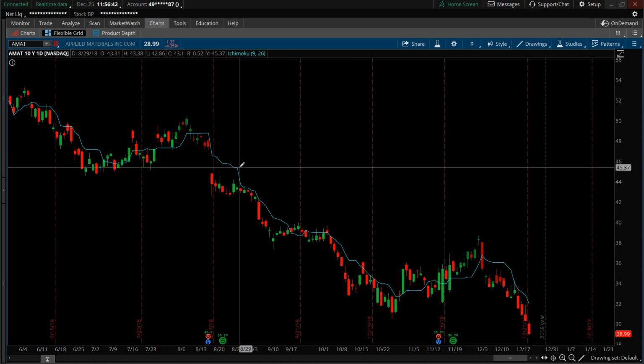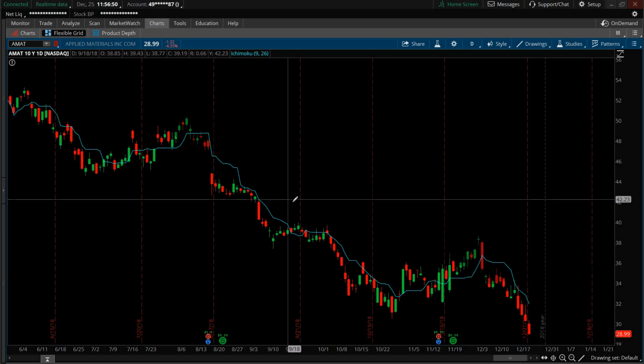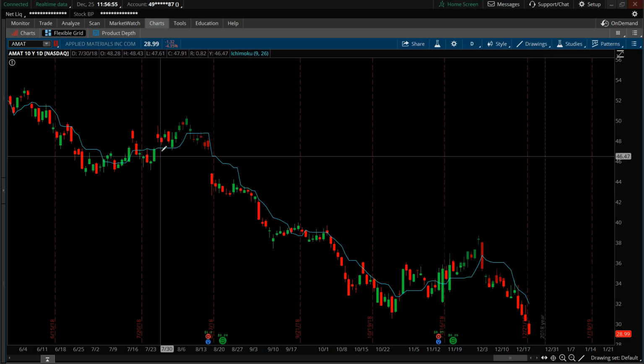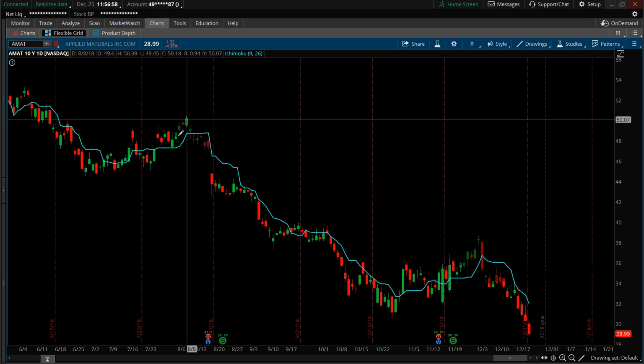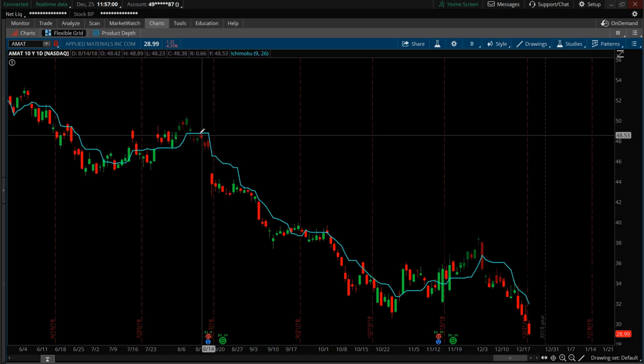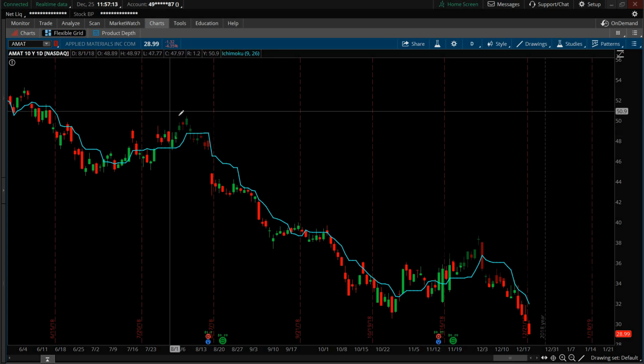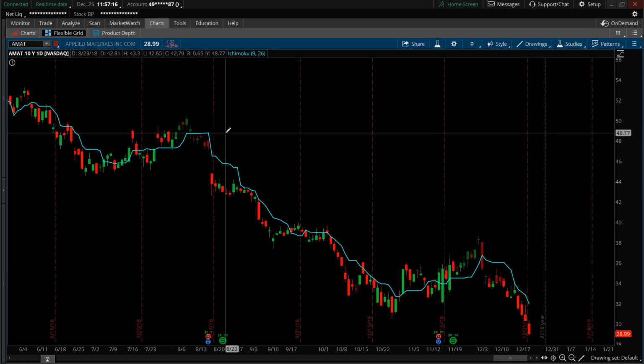The light blue one is your tenkan. The tenkan is kind of like your short-term momentum of the market. The way it's designed, it grabs the highest high candle and the lowest low candle within the last 9 candles, divides it by 2, and puts it in the middle. So this is just showing the middle between the last 9 candles. It's really your trigger line. It lets you know if the market's going up, going down, or just flat. It moves very quickly.